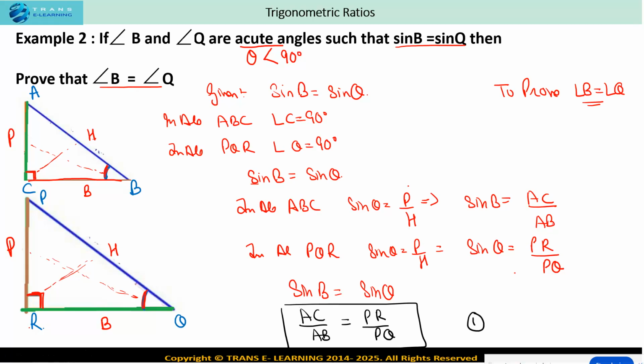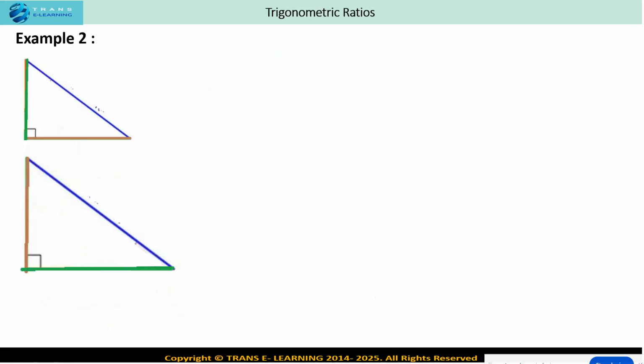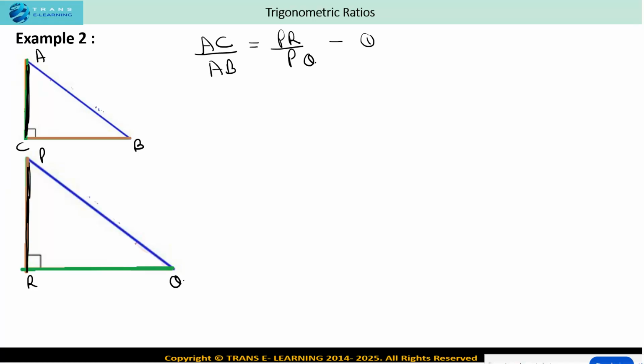Now what we are going to consider is that this is equal to K. That is, AC upon AB is equal to PR upon PQ. Let me label this: A, C and B, and P, R and Q. You can see here that AC is the perpendicular of the triangle ABC, and PR is the perpendicular of the triangle PRQ. So now we are going to take the similar sides.